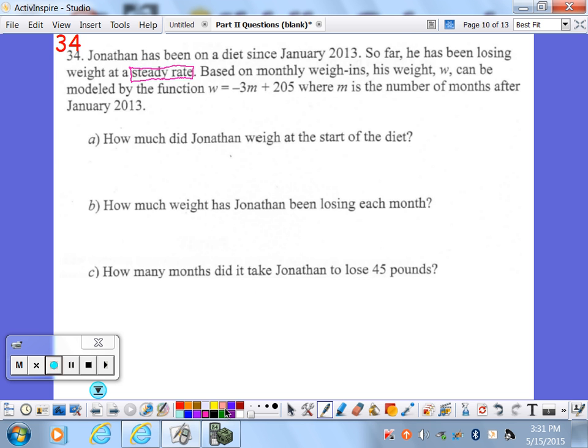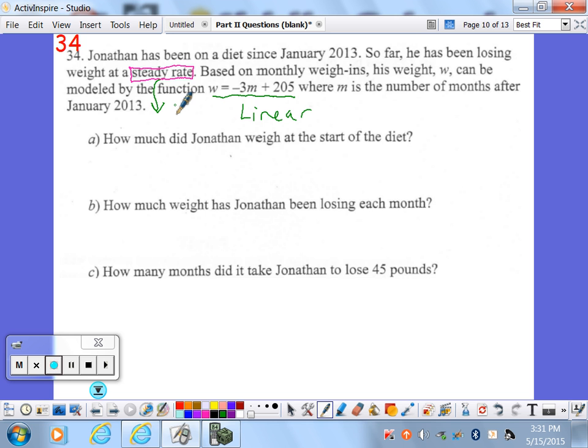So that was nice of them to give us the equation here. I hope you notice that this equation, which function it is: linear. Okay, it looks like mx plus b. They're just using w and m instead. And I also knew it should be linear because they used the words steady rate, which is also another way to say constant rate. So letter A.